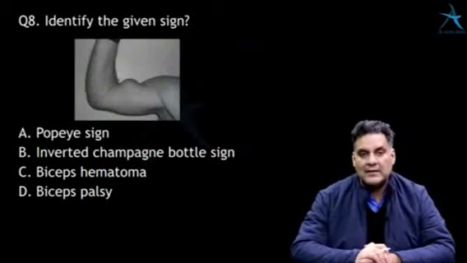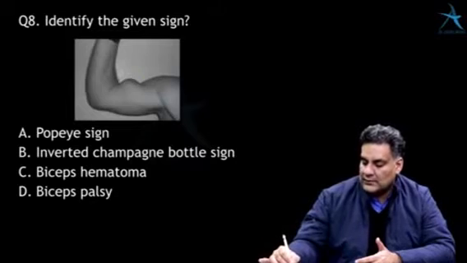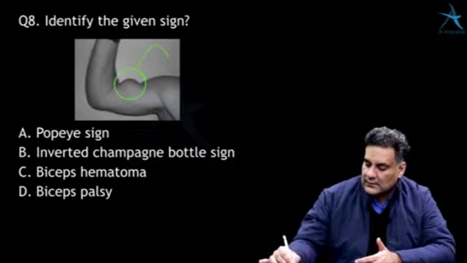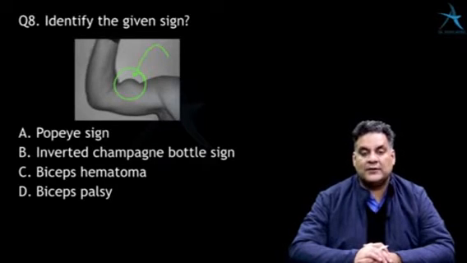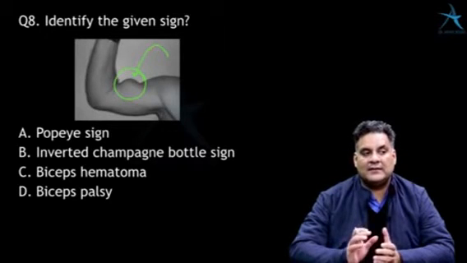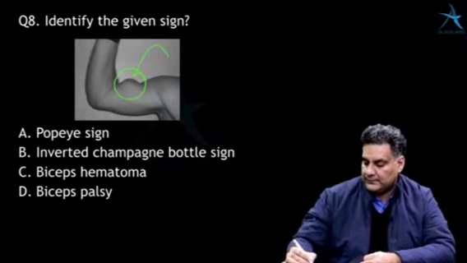Question number 8. Now they had shown a flexed elbow where they had shown a swelling over this area of the arm. This is called the Popeye sign, compared to the character in the cartoon, Popeye, seen in bicipital rupture. And this is how the tendon accumulates in the middle of the arm, called the Popeye appearance. This is seen in bicipital tendon rupture.